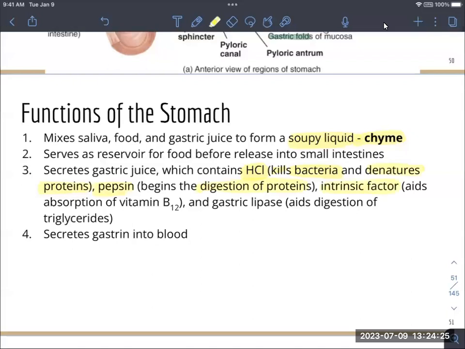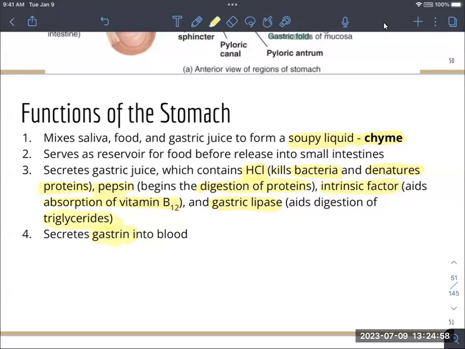We secrete intrinsic factor. We need intrinsic factor to be able to absorb vitamin B12 in our intestines. We also have gastric lipase. That is going to help continue breaking down triglycerides. Your stomach secretes the hormone gastrin.